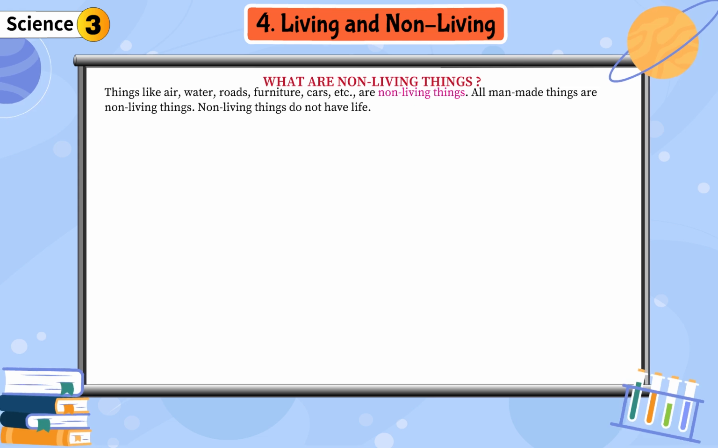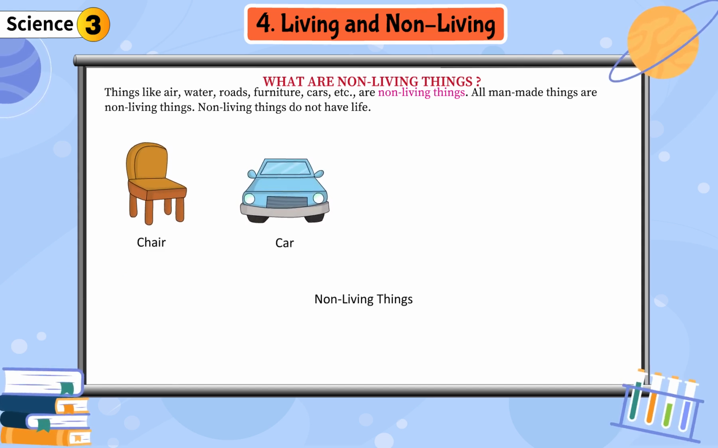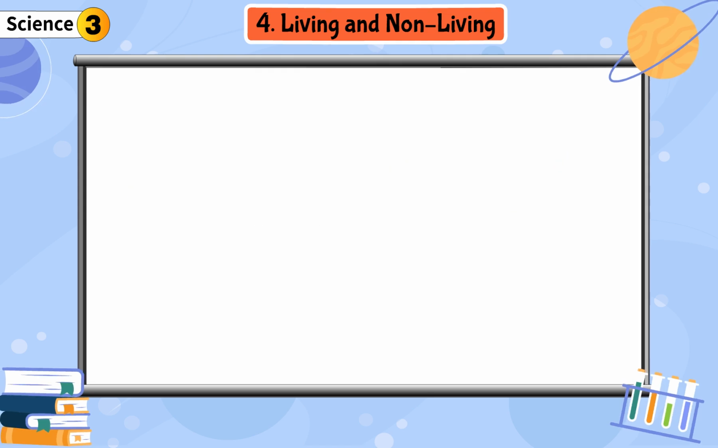What are non-living things? Things like air, water, roads, furniture, cars, etc. are non-living things. All man-made things are non-living things. Non-living things do not have life. Non-living things: chair, car, football, pencil.